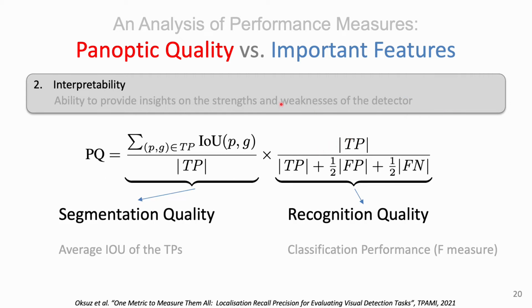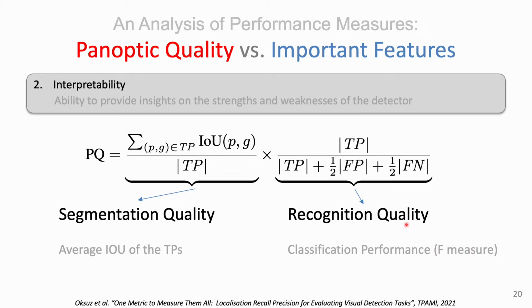If you look at interpretability, we see that panoptic quality is doing better than average precision in this regard as well. One can easily rewrite panoptic quality and show that it has two main components: a component for measuring the segmentation quality and another component for measuring the recognition quality. Segmentation quality is an average of intersection over union of the true positives, and recognition quality is evaluating the classification performance, and it is an F measure.